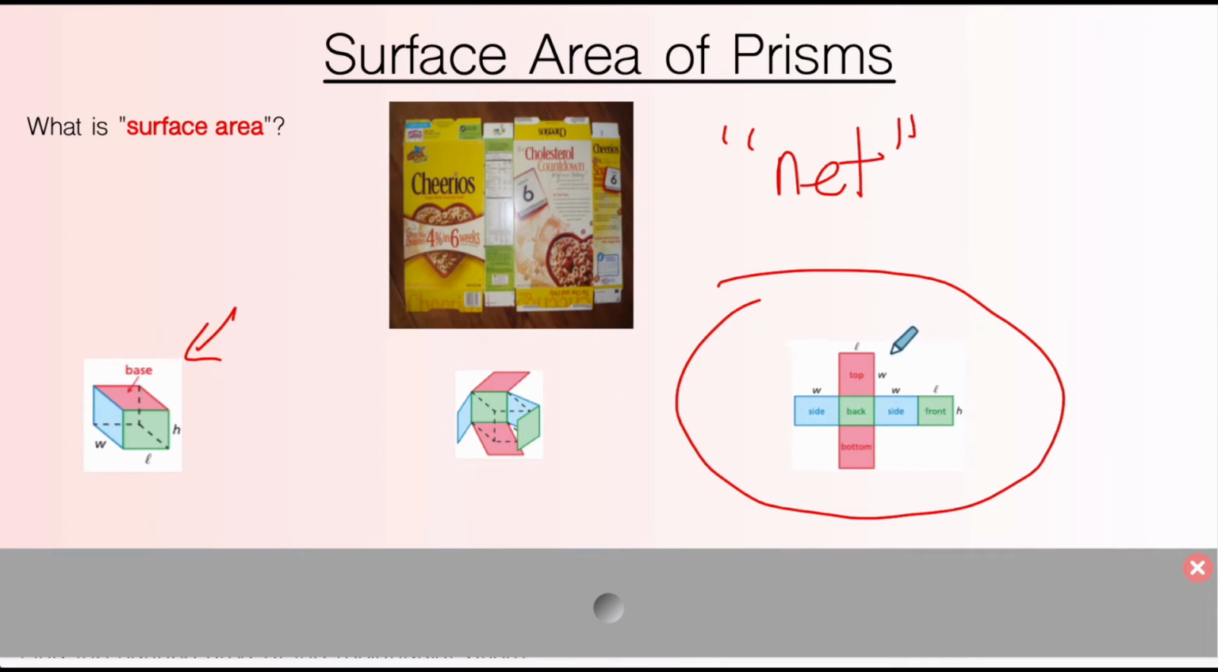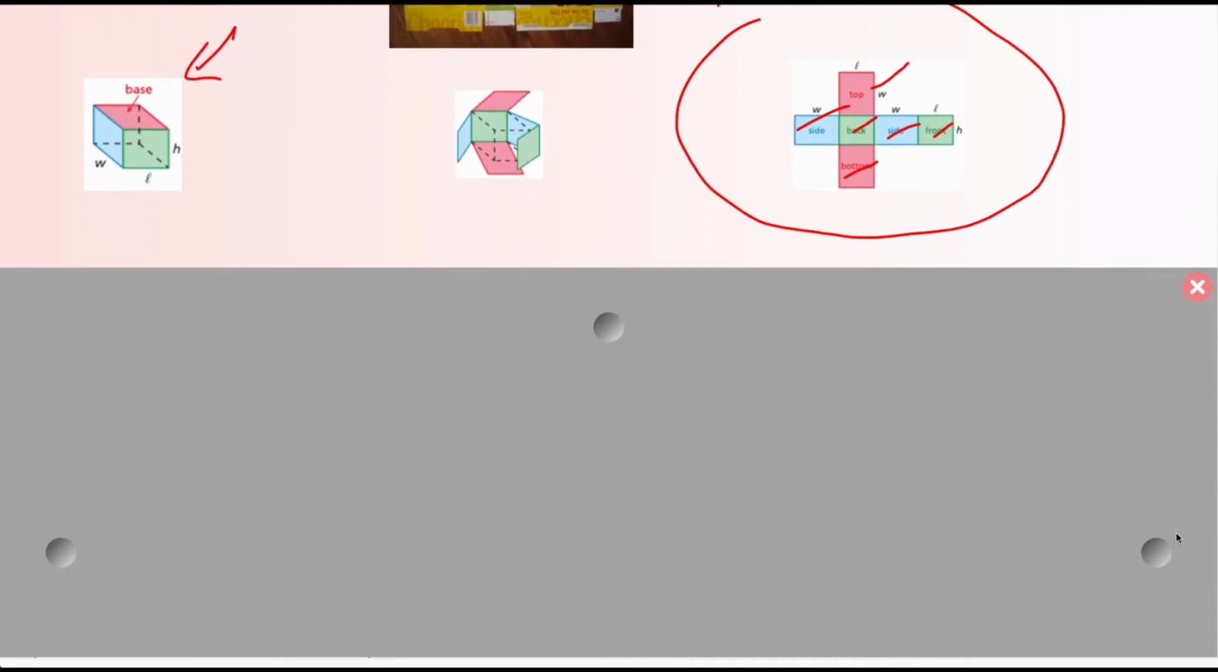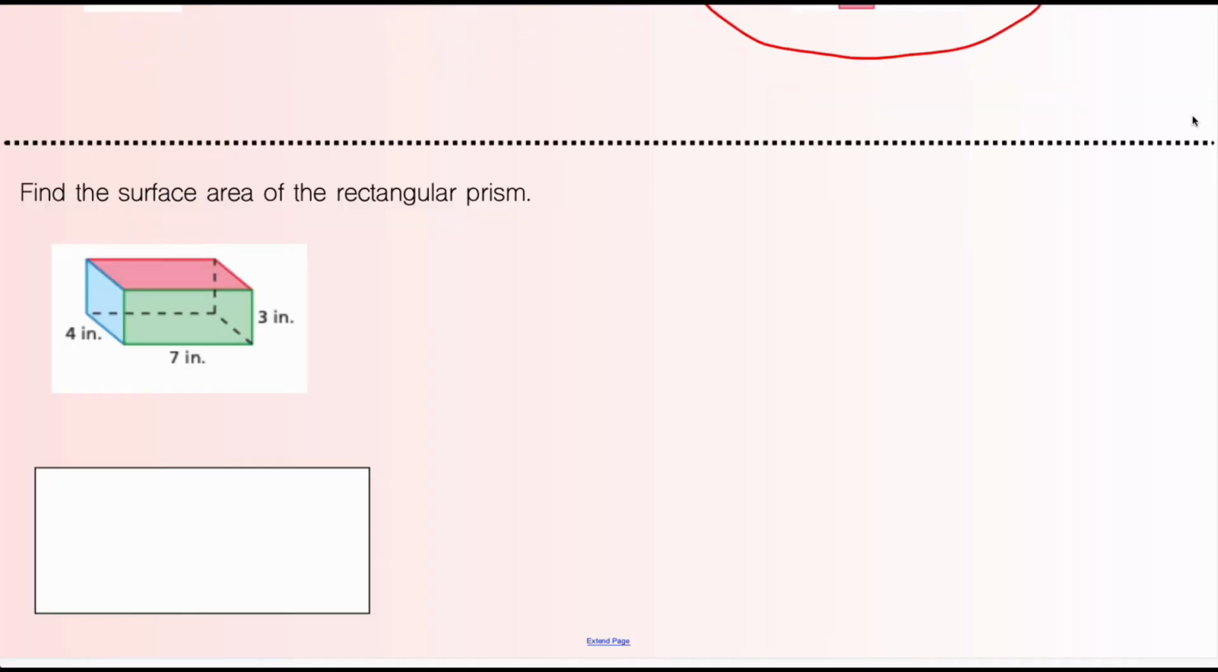Because once you've got the thing laid out flat, it's just a matter of finding the area of this and the area of this and this and this and this and this, and then adding it all together. And it's easy for me to say that. It makes much more sense once you put it into practice. So let's do this. Let's find the surface area of this rectangular prism.